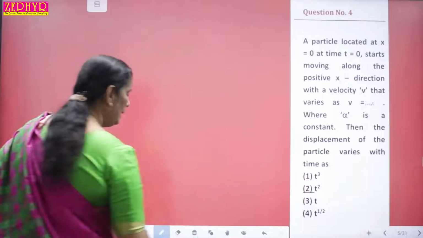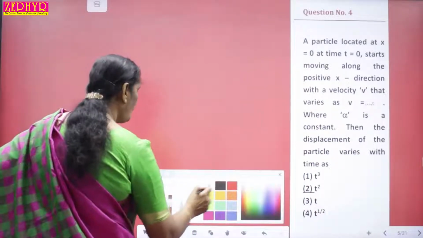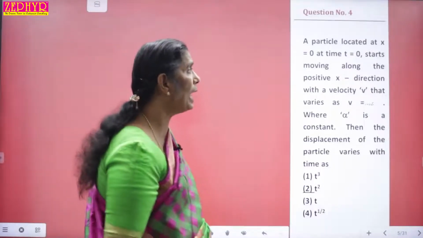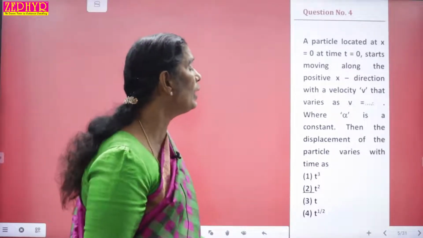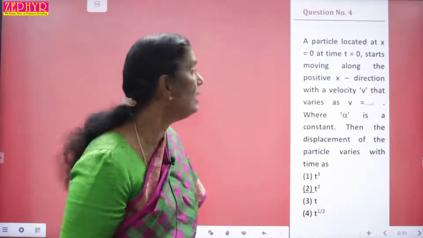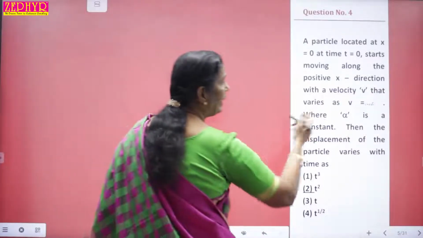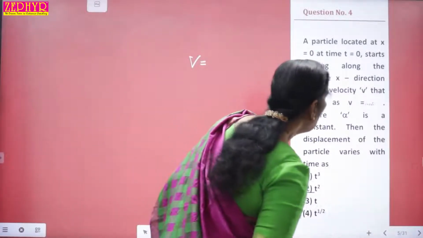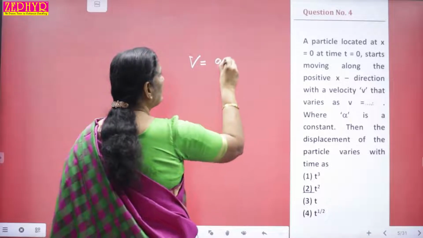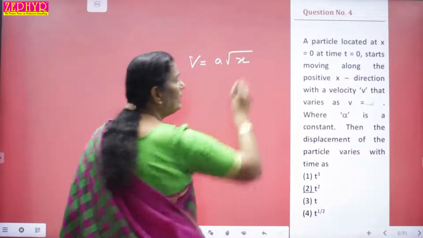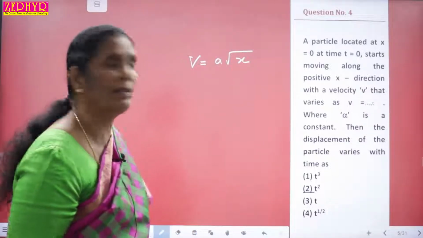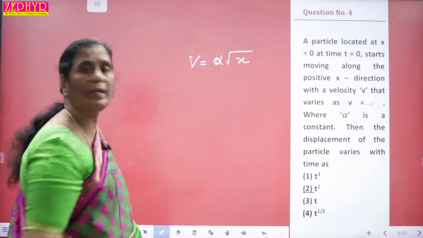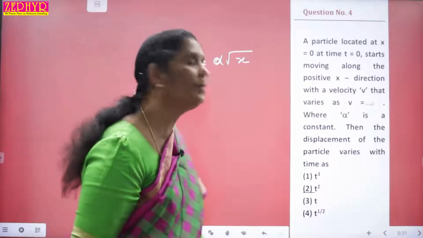The next question will be, read the question. A particle located at x is equal to 0 at time t is equal to 0 starts moving along the positive direction of x-axis with a velocity v is equal to alpha root x. The letters are very small there. It's okay. Alpha root x, where alpha is a constant. Then what is the displacement of the particle?